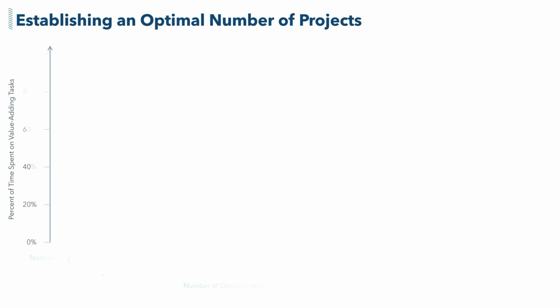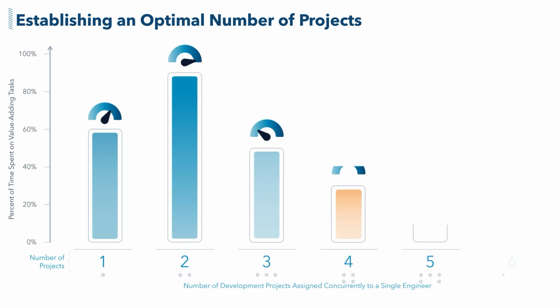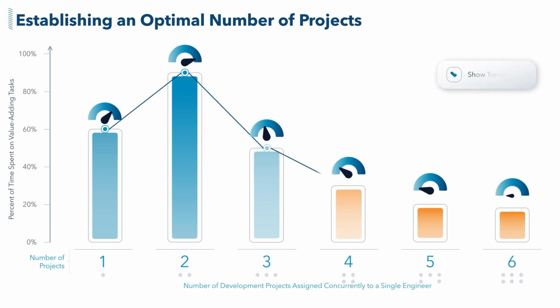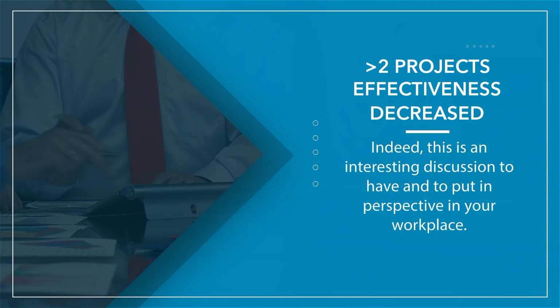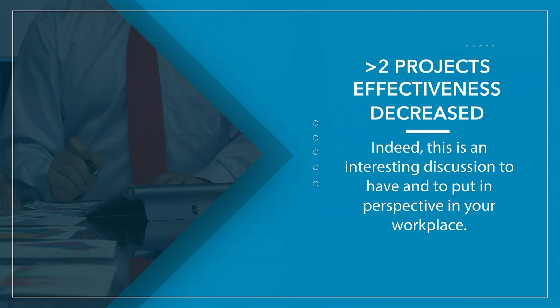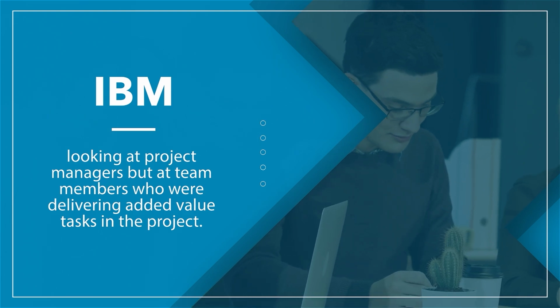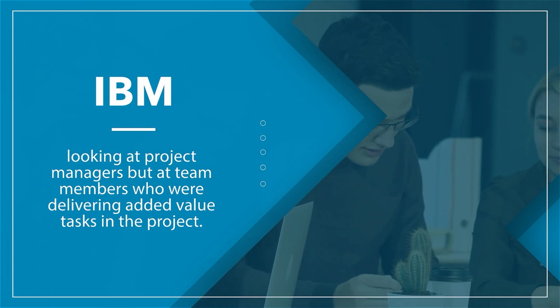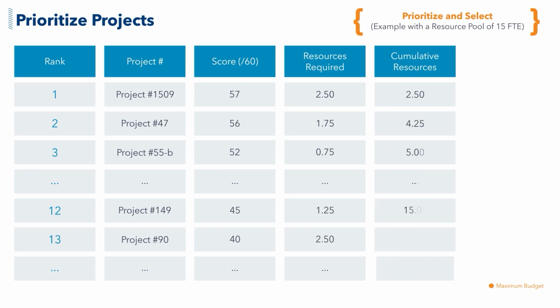This graph depicts the establishment of an optimal number of projects. It is based on an IBM study on efficiency in product development. They realized that their engineers were more efficient when they handled only 2 projects simultaneously. Any more than that, their effectiveness decreased. Indeed, this is an interesting discussion to have and put in perspective in your workplace. Here, IBM was not looking at project managers, but at team members who are delivering added value tasks in the project.